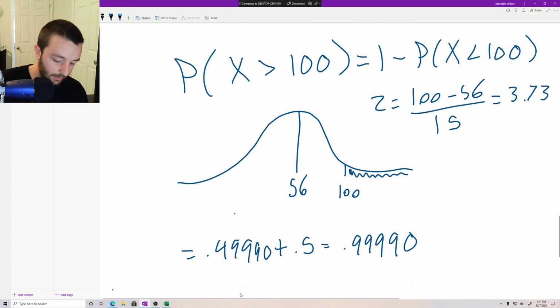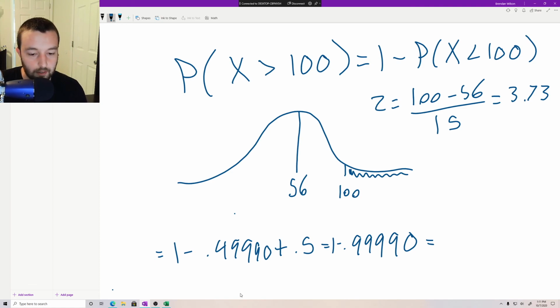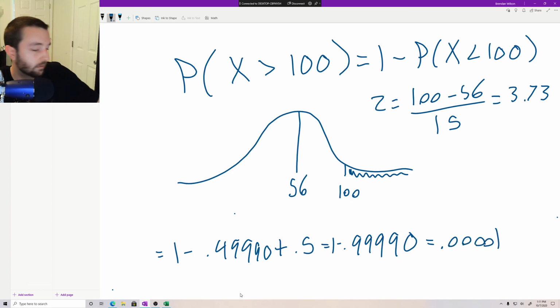And we're doing 1 minus that. Okay. Which is going to be 0.00001, I want to say. Yep. So, in other words, there's almost a 0% chance here.